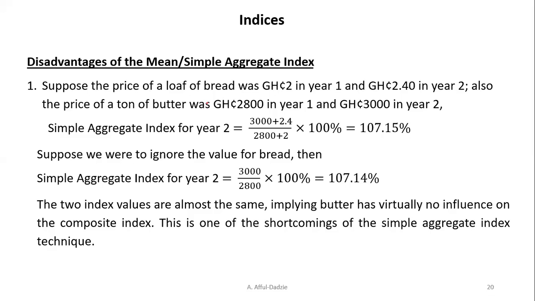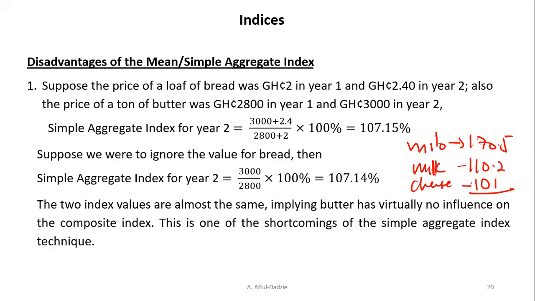So for instance, let's say we have Milo, milk, and cheese. Milo is 170 point maybe 5, milk is 110.2, and cheese is like 101. When we sum all these and take the average, how can you tell someone with that average that Milo is really expensive? When household items are lumped together, you can't single it out and see.